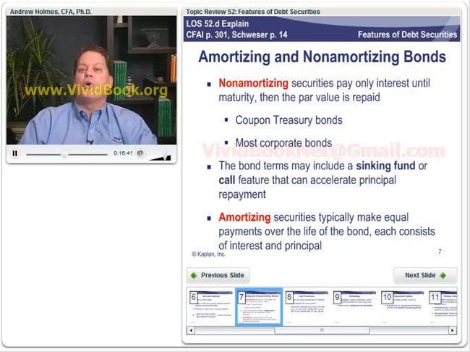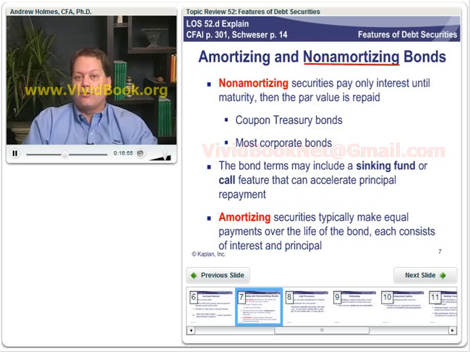All right, so what about amortizing versus non-amortizing bonds? Okay, well, the typical case, so what we're going to spend most of our time dealing with at level 1, is a non-amortizing bond. That means when you receive a payment during the life of the bond, it is very likely to be just interest payments. So there's not going to be any principal payments that are embedded in the normal loan proceedings associated with these non-amortizing loans.